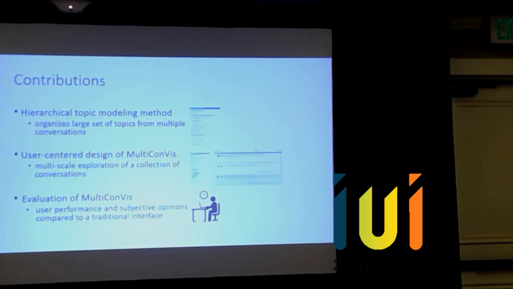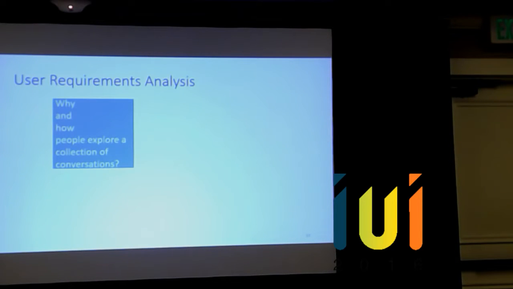Now I'm going to talk about how we design the visual interface. So the main challenge of the visual interface design was what data we want to show to the users at different levels of granularity, given the screen space limitation that we have. So to decide which data we want to show to the user, we started by analyzing the user requirements, by asking this question: why and how do people actually explore a set of conversations?